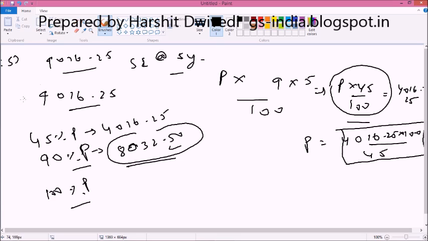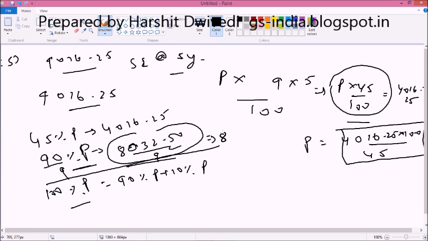Now in order to calculate 100% of P, what we can do is 90% of P plus 10% of P. How are we going to calculate 10% of P? In order to calculate 10% of P, we can divide this 90% of P by 9. So this will also be divided by 9. Okay, what will you get?